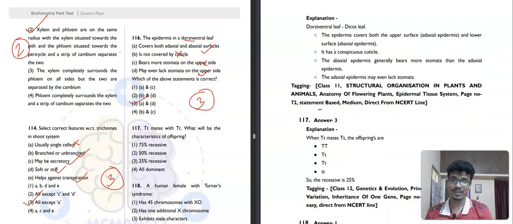TT mates with TT. I mean, this is the most common thing. How will we get the offspring? This is the offspring we will get. So what will be the characteristic of the offspring? 75% recessive, 50% recessive, 25% recessive, or all dominant. You can see that there is only one recessive. These are hybrid and this one is obviously dominant. So the 25% option. One out of 4 is recessive, so multiplied with 100, you will get 25. This 25% are recessive. Basic common sense.